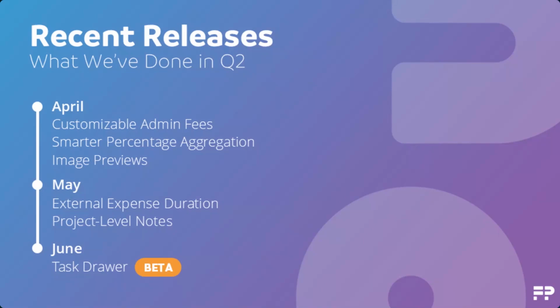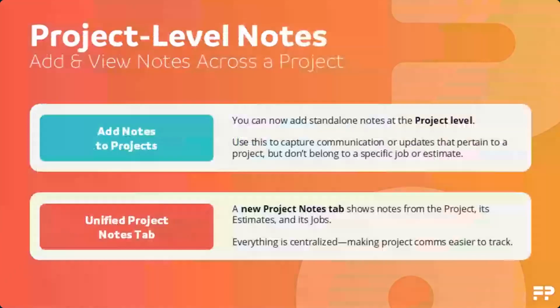All right, let's dig into a few of these in more detail, starting with project level notes. One of the most requested improvements that we've heard from teams is the need to centralize notes and project communication. Historically, you would have had to balance between estimates and jobs to add and track relevant communication, approvals, and other internal notes. This is the case no longer.